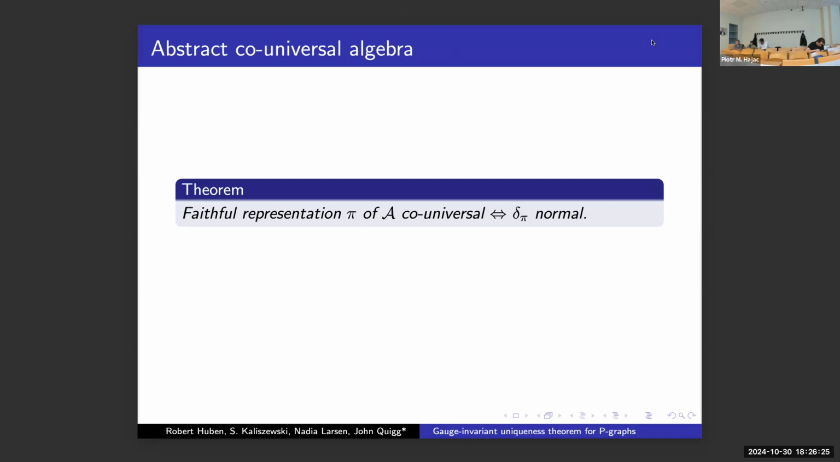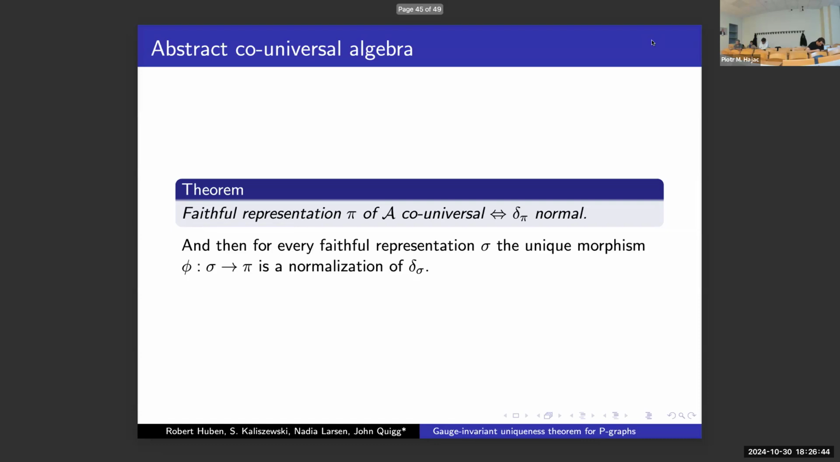And then we immediately have this theorem. A faithful representation pi of this Fell bundle is co-universal if and only if that coaction delta sub pi is normal. So again, this is at the opposite extreme, the bottom. Co-universal involves normal coactions. And then for every faithful representation sigma, the unique morphism phi from sigma to pi is a normalization of the coaction delta sub sigma. That's a technical term that means projecting onto something where the coaction is normal.